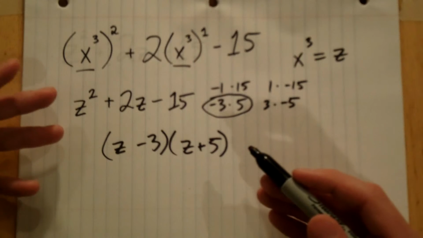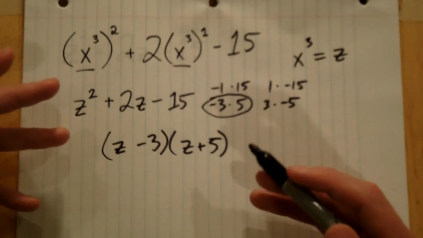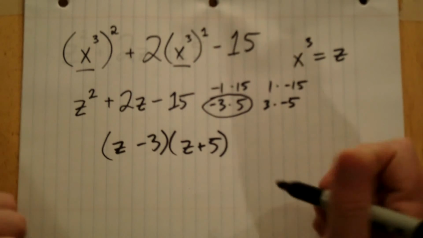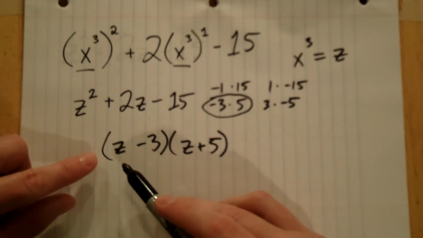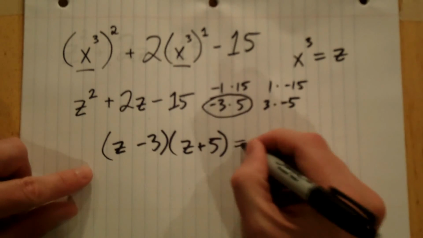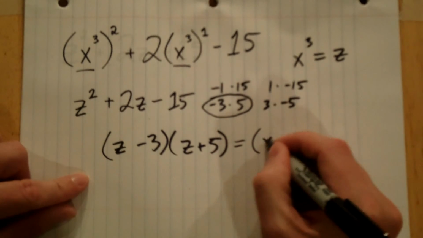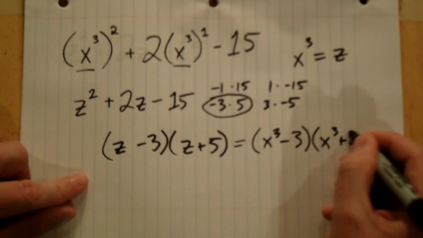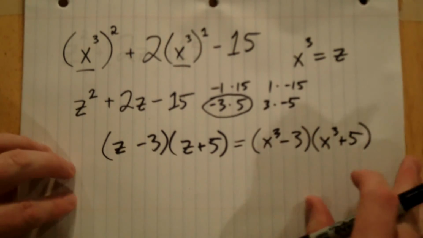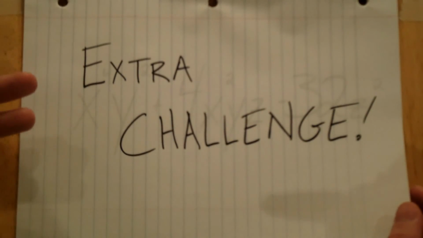Well, now we've factored the quadratic successfully, but that x cubed doesn't want to stay at home anymore and let his predator drone dummy variable take credit for all of its work. It wants to show up to the award ceremony and receive its Medal of Honor. So, as a last step, all we need to do is go back and replace all of the dummy variables with x cubed. x cubed minus 3 times x cubed plus 5. Easy peasy.